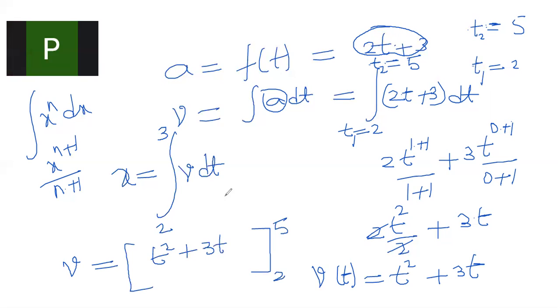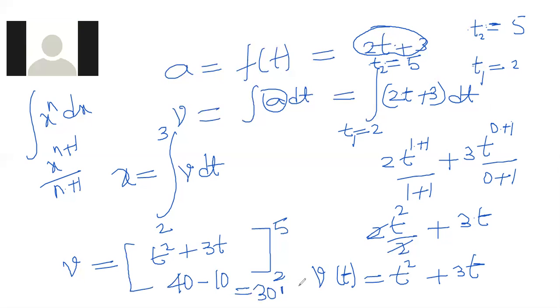This is the function, no? You have to put the limits. Put the limit 5 here. 5 5s are 25, plus 5 3s are 15. 25 plus 15 is how much? 40. Minus, if you substitute 2, 2 2s are 4, 3 2s are 6. 4 plus 6 is 10. So 40 minus 10 is 30. That will be your answer for velocity: 30 meter per second.